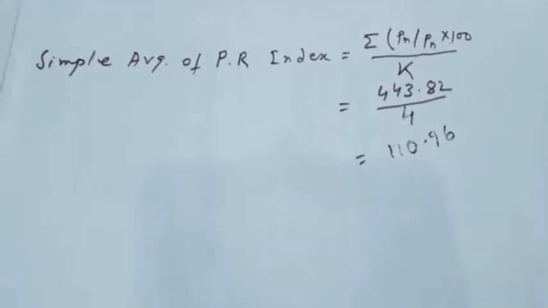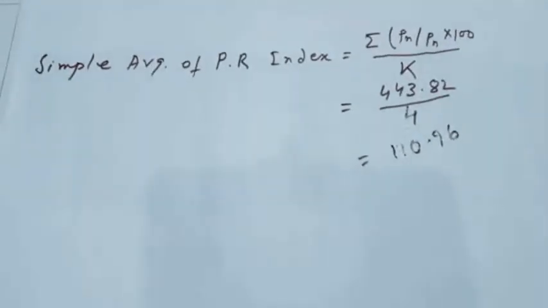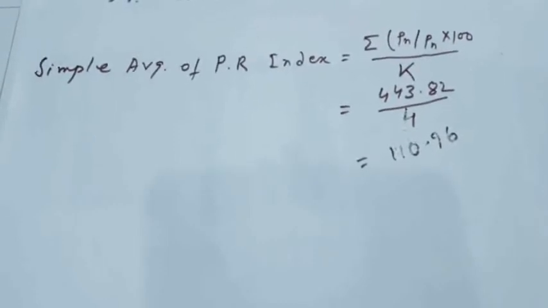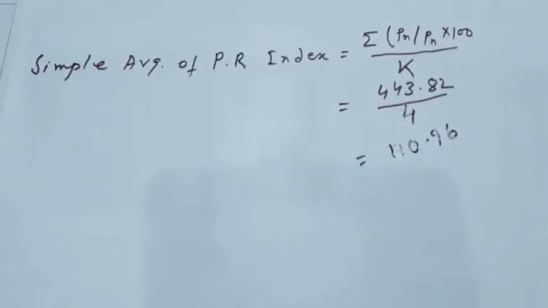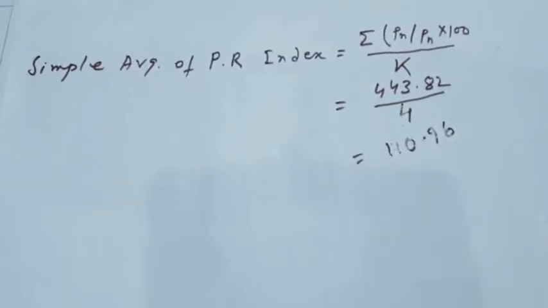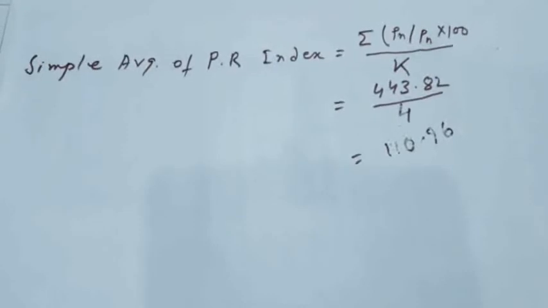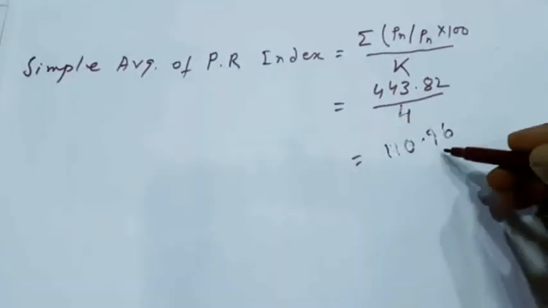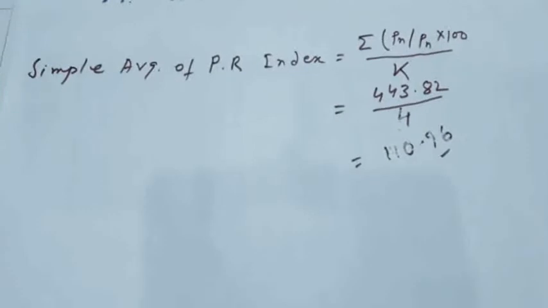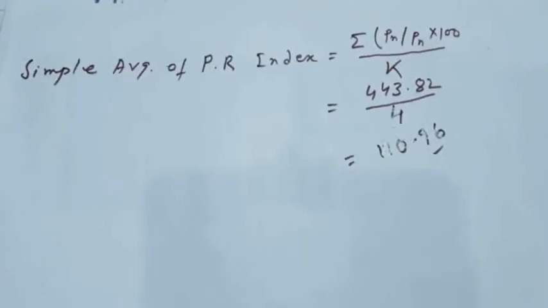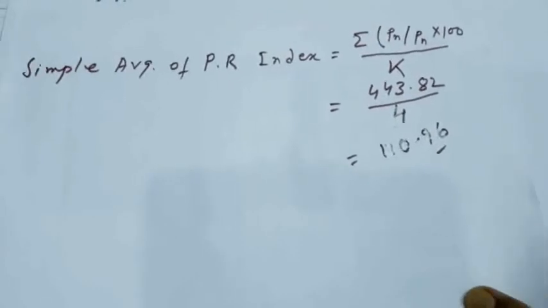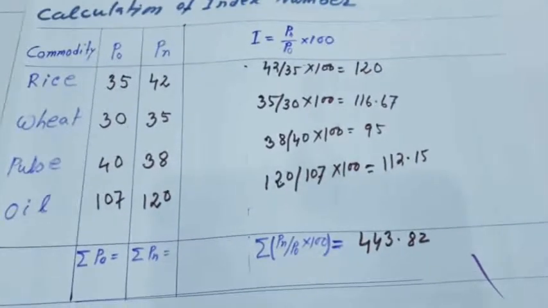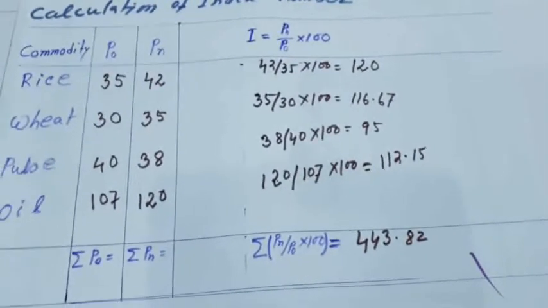110.96. That is the simple average of price relative index. In other words, you can say this is the simple arithmetic mean of price relative index. In this way, we can calculate the simple AM or simple average of price relative index. This is the result, and this is the table.